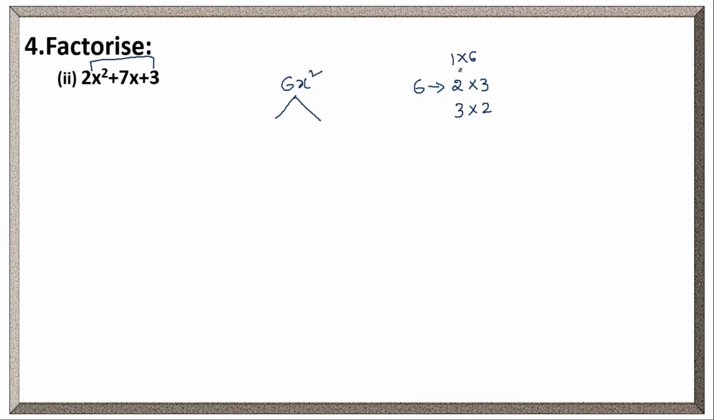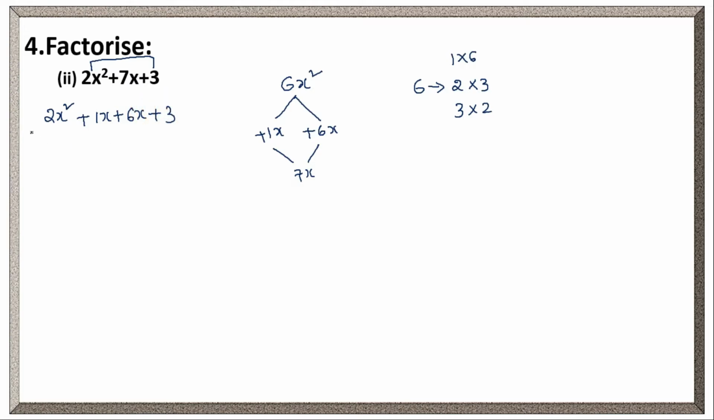So, if we take which two factors, the sum will become 7x? If I take 1 and 6, it will become 7. So, we can take 1x, 6x. The sum of 1x and 6x will become 7x: plus 1x plus 6x, because the middle term sign is plus. Clear? So, 2x square, the first term as it is we have to write. In the place of 7x we have to write plus 1x and plus 6x, then plus 3.